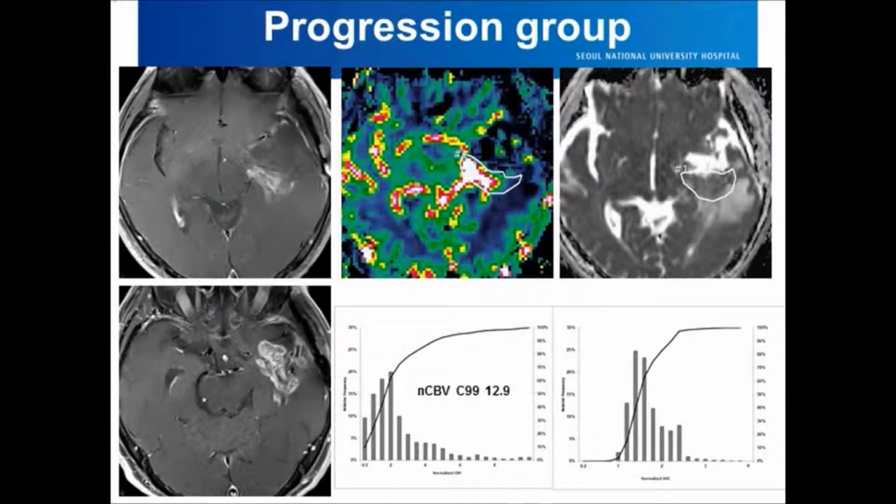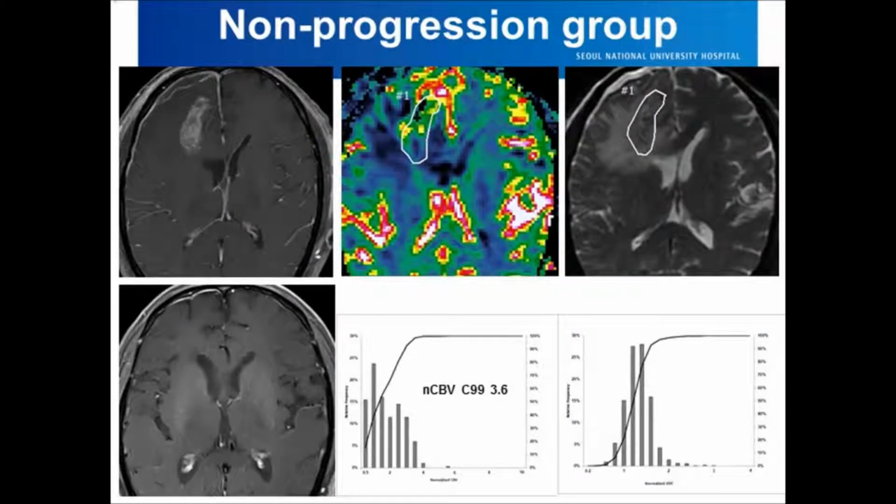These are MR images of a progression patient. Immediate post-op MR shows diffuse enhancement at the posterior aspect of the tumorectomy site with increased perfusion and decreased ADC value. After CCRT, the lesion showed progression. The nCBV C99 of the ROI was 12.9.